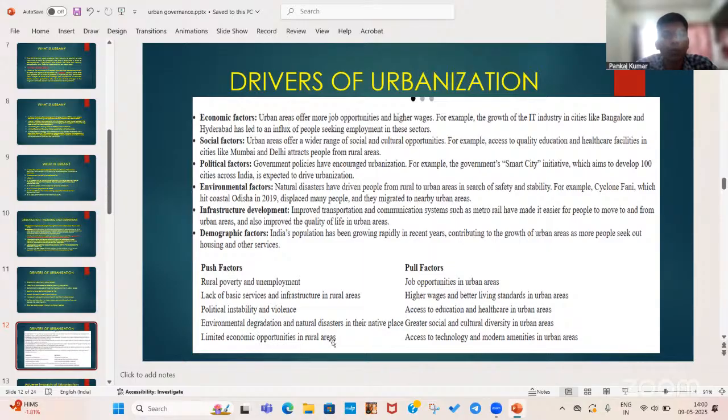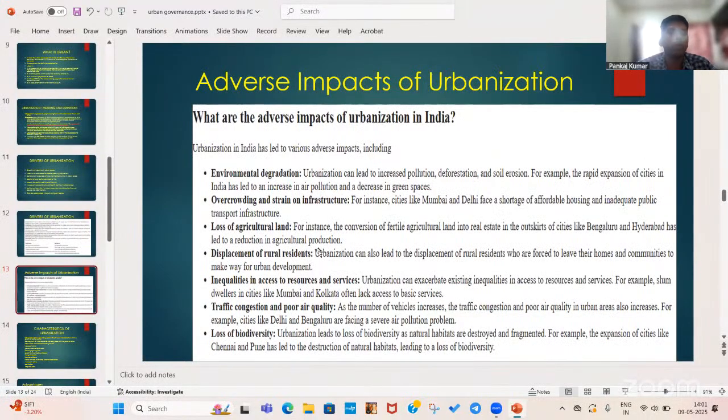This is also true. Then pull factors: better job opportunities in urban areas, higher wages and better living standard in urban areas, access to education and healthcare in urban areas, greater social and cultural diversity in urban areas, access to technology and modern amenities in urban areas. So these are the factors. Hopefully I have discussed the drivers of urbanization in great detail, and I hope you are able to understand.